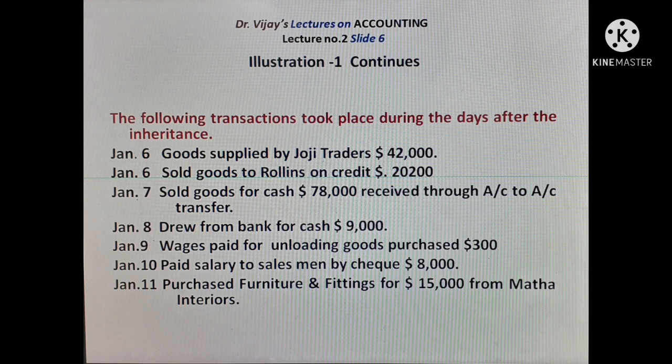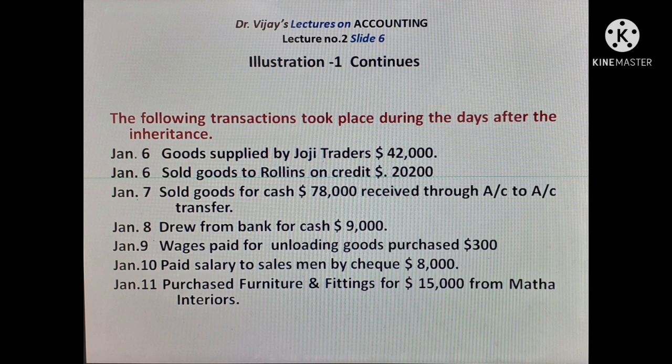Coming to transaction number 2, which takes place on January 6 itself, sold goods to Rollins on credit. So, sales account is one account, the other account is Rollins account. We know sales is income, so sales account to be credited. Rollins is receiver, so Rollins account to be debited.